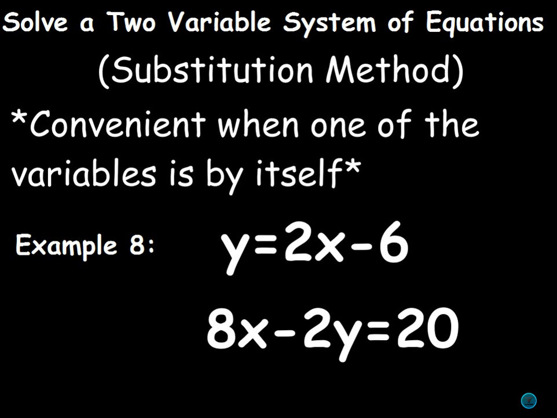Okay, so right off the bat, in which one of these equations is the variable isolated? Y equals 2x minus 6, the top one. So we're going to be taking this and substituting it for y on the bottom. And again, the reason we use the substitution method is because the variable is already by itself.